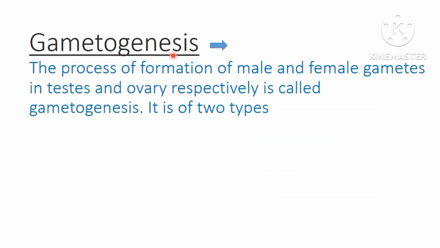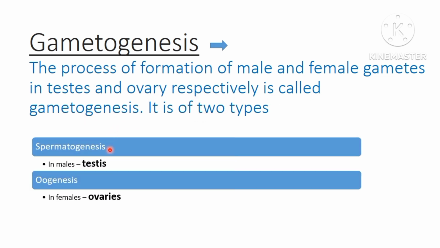The process of formation of male and female gametes in testes and ovaries respectively is called gametogenesis. It is of two types, spermatogenesis and oogenesis. This process occurs in gonads, testes in males and ovaries in females. It involves cell division processes like mitosis and meiosis, ensuring gametes have half the number of chromosomes. Let's start with spermatogenesis.